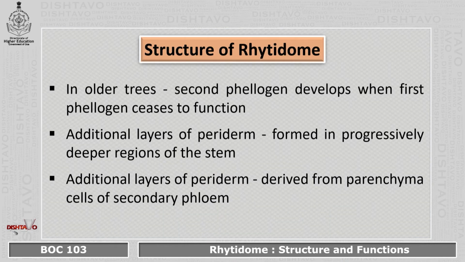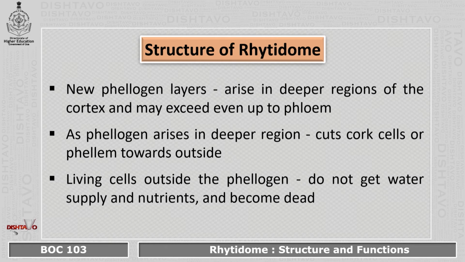Structure of Rhytidome. In older trees, a second phellogen or cork cambium develops when the first phellogen ceases to function. Additional layers of periderm, which is the secondary protective tissue, are formed in progressively deeper regions of the stem. These additional layers of the periderm are derived from the parenchyma cells of secondary phloem. New phellogen layers arise in deeper regions of the cortex and may extend even up to phloem.